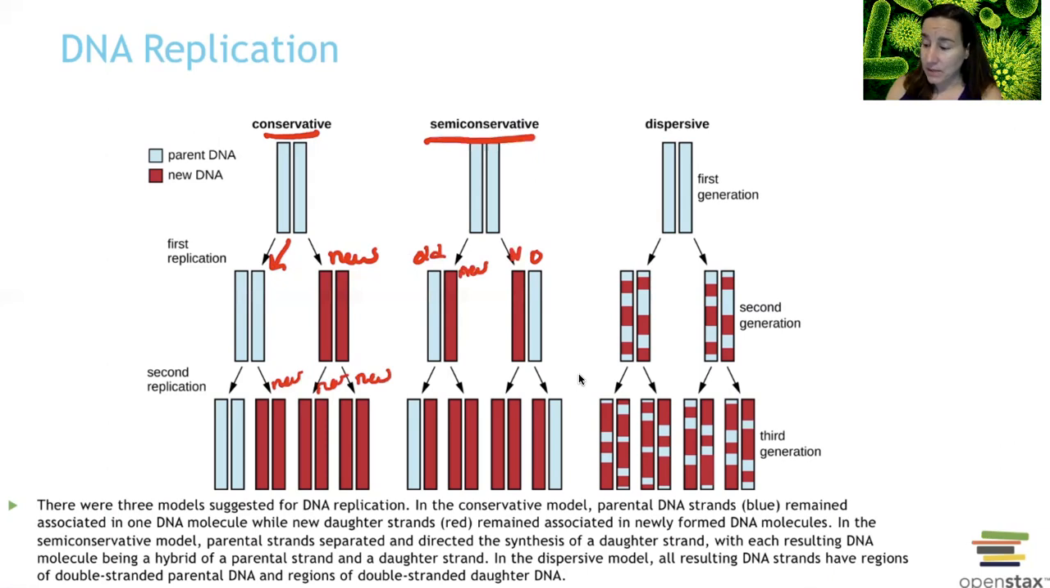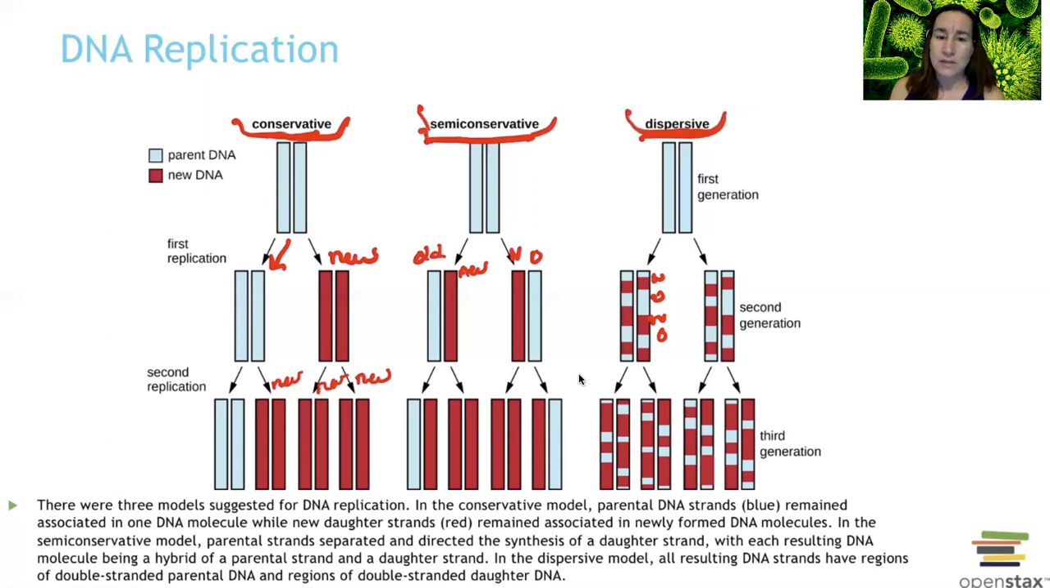The third theory of the day was called dispersive, and with dispersive, we take the entire genome and bits and pieces of it is how we think they were copied. It was copied in little chunks, and they weren't separated out. They were just chunked in together throughout the double-stranded DNA in random spots. So we have new and old all on the same strand of DNA. This is dispersive. So these are the three theories: conservative, semi-conservative, and dispersive. So let's figure out which one that was.